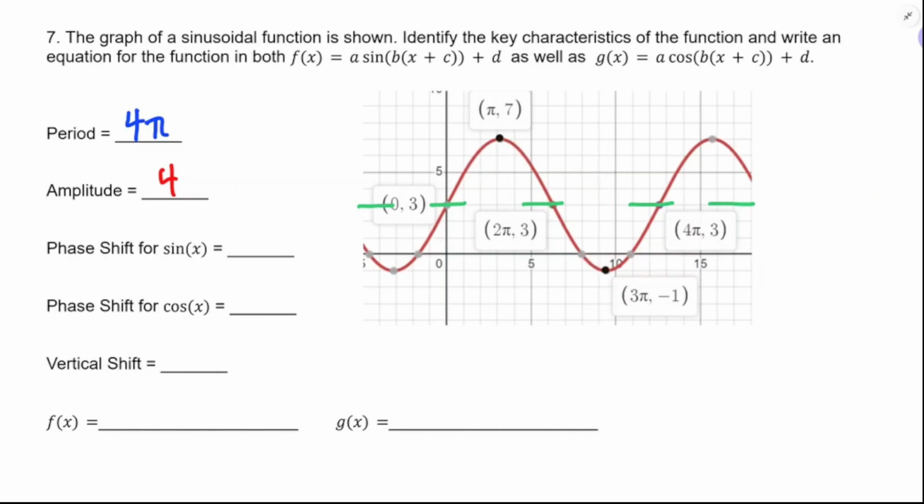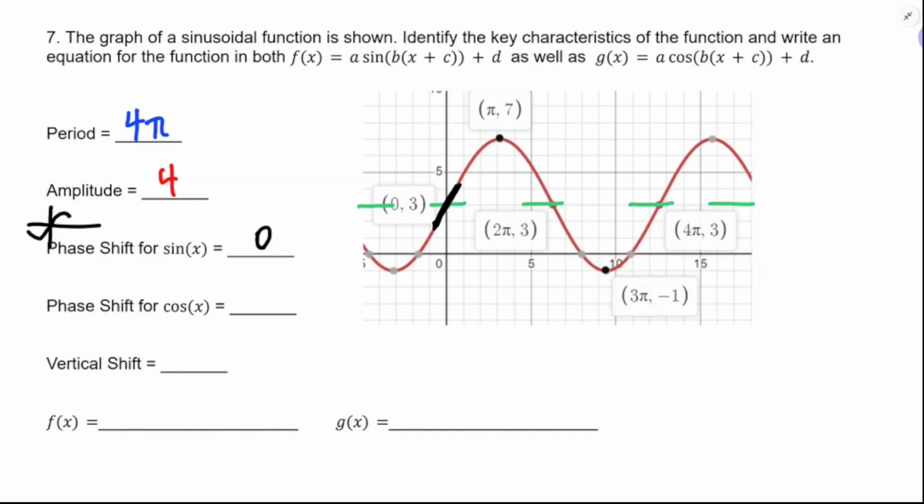Phase shift for sine x. All right, so for sine x, if we're going backwards, we're thinking about how the window pane technique starts. And it looks like that, right? At least near the origin, because it starts in the middle and goes up. So we're looking for a similar place where it starts in the middle and goes up. I think the simplest would just be to say right here, and that's x equals 0, so the phase shift will be 0.